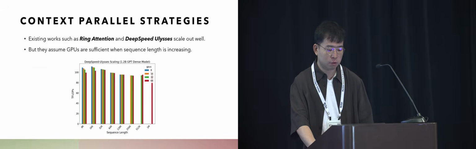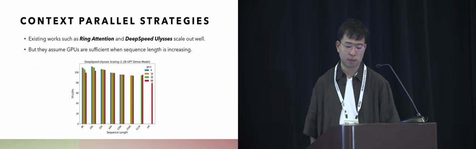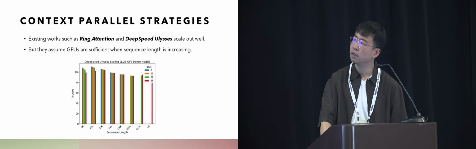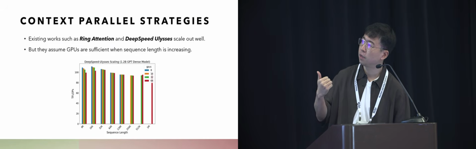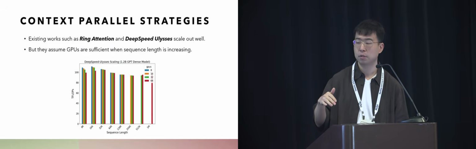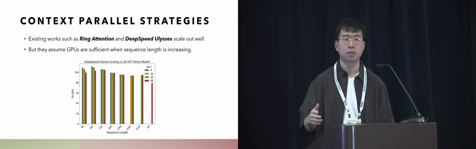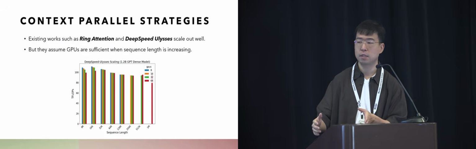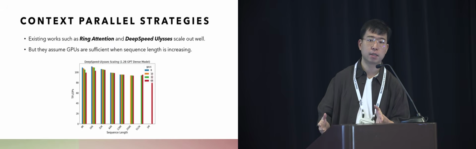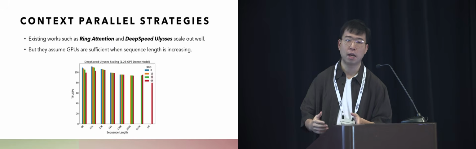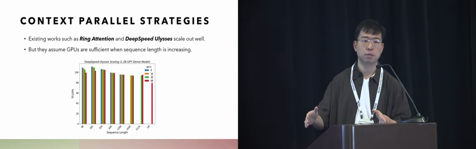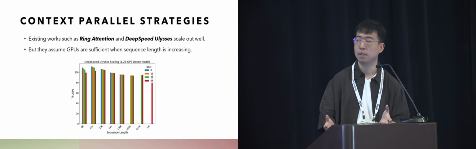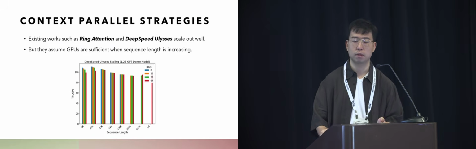Out there, we have two very famous context parallelism strategies. The first is ring attention. The other is DeepSpeed Ulysses. This figure shows that on a 1.2 billion GPT model, which is a very, very small model, if you only use Ulysses and you want to train 1 million context length, you will have to have at least 64 GPUs. Otherwise, you won't be able to train these models at all. And like I said, this is just a 1.2 billion model, which is very small.